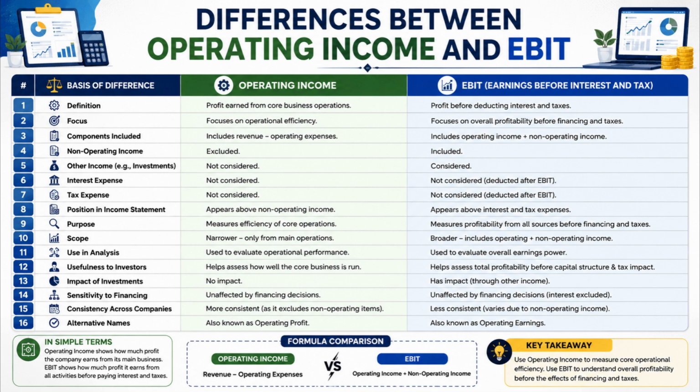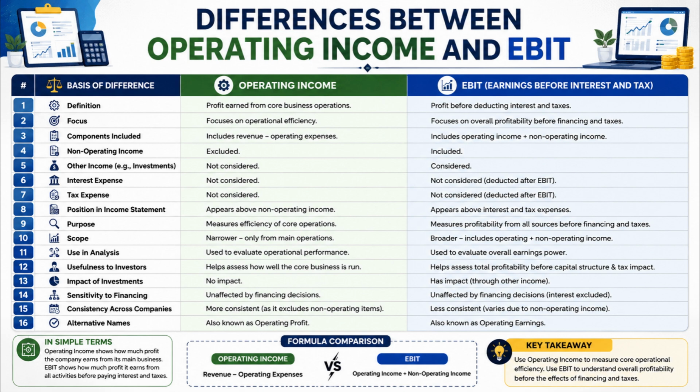In this video, we will discuss the differences between operating income and EBIT. Both are important profitability measures used in financial analysis, but they differ in scope, components included, and the way they measure a company's earnings. Understanding these differences helps investors, managers, and students analyze business performance more accurately.